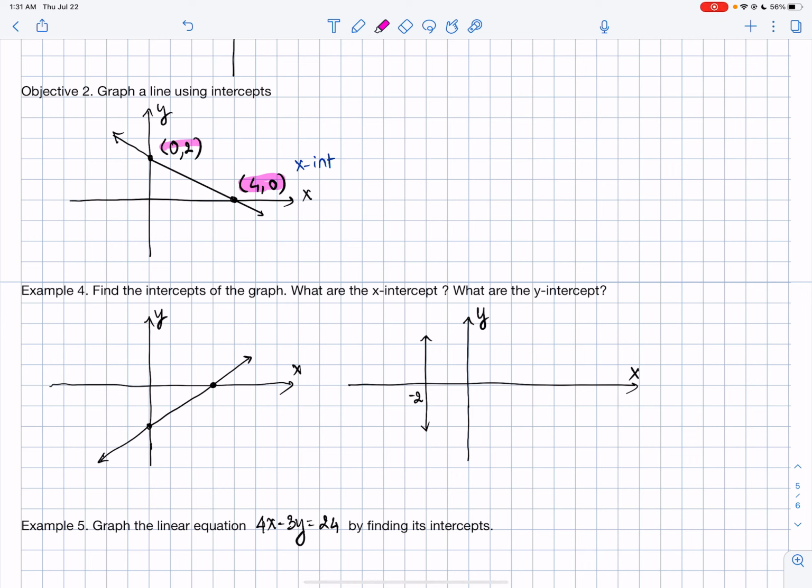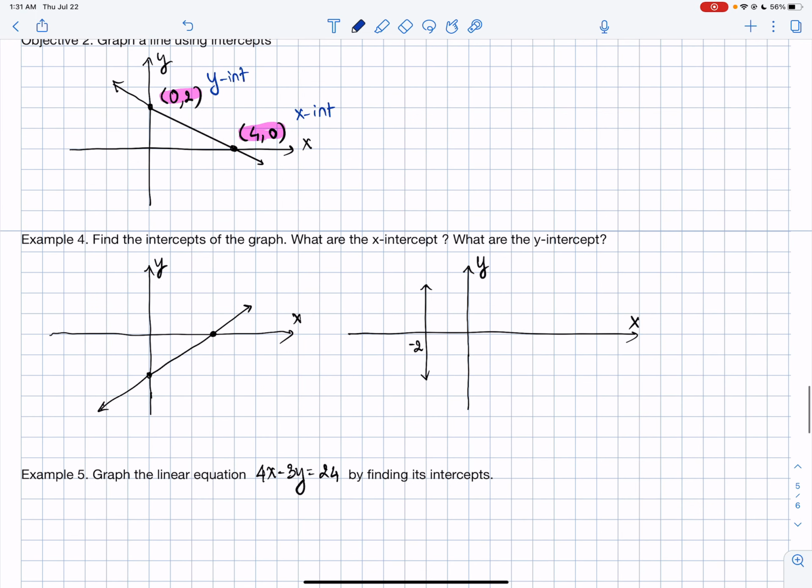And the point 0, 2 is on the y-axis. It's also on the graph, of course, right? And we call this the y-intercept. You notice the special thing about the x-intercept or y-intercept is that one of the coordinates is 0. Look at the x-intercept, the y part is 0. And the y-intercept, 0, 2, the x part is 0.